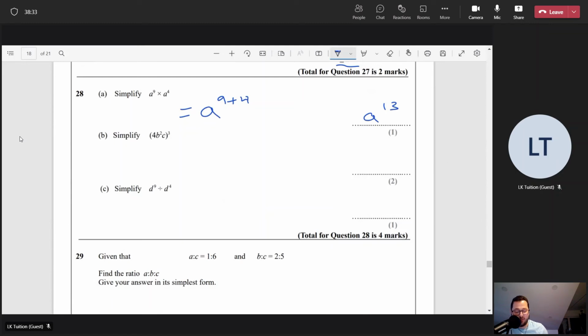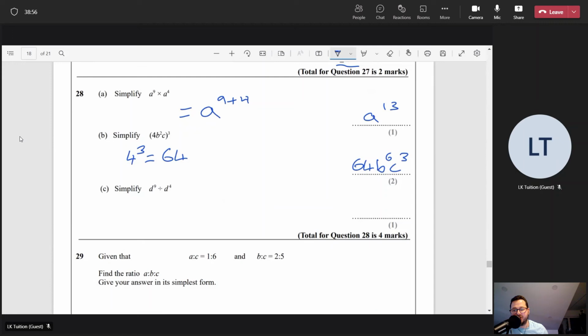So let's just look at this one. We've got 4 to start with. So 4b squared c, all of it cubed. So 4 cubed is 64. So we're going to start off with 64. Now, b squared cubed is going to be 2 times 3, which is 6. So that is b to the 6. And then we've just got c on its own, so that's going to be c cubed.